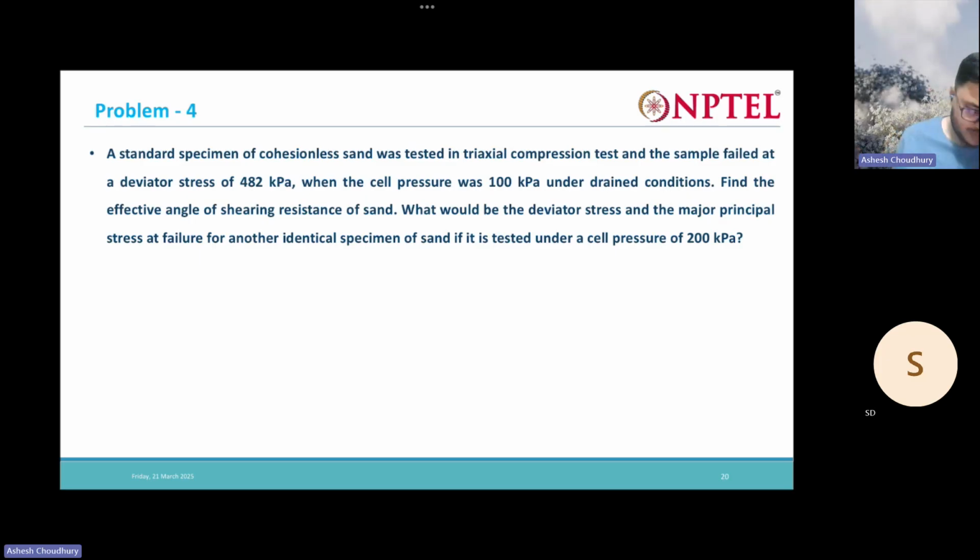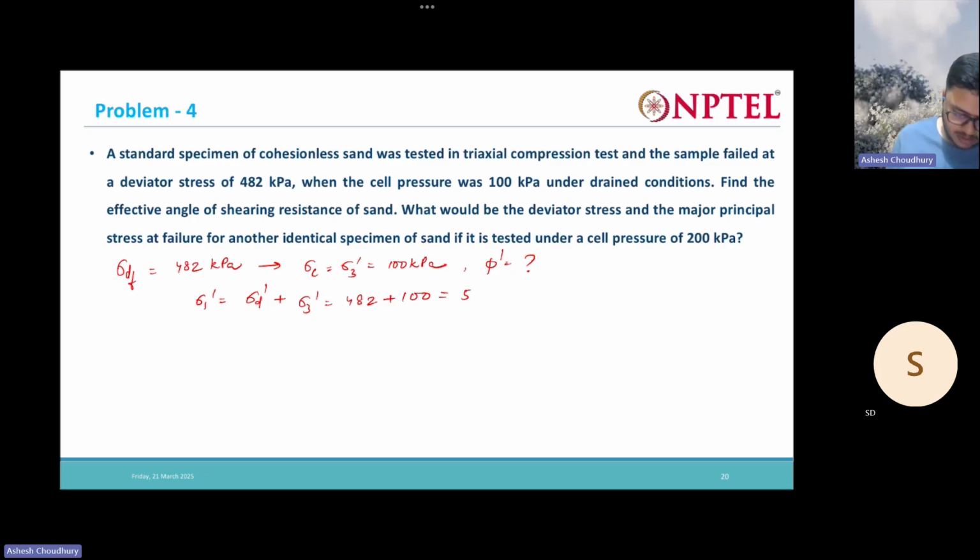Let us solve. We'll use the basic equation. The deviator stress at failure is 482 kPa. This is when my sigma 3 prime is 100 kPa. We have to find the sigma 1 prime. Now sigma 1 prime is sigma 3 prime plus the deviator stress: 482 plus 100 equal to 582 kPa.